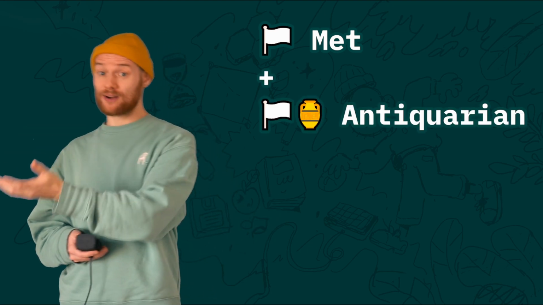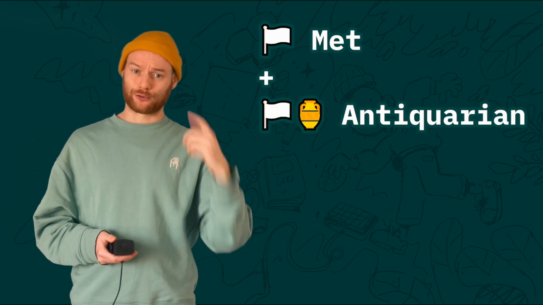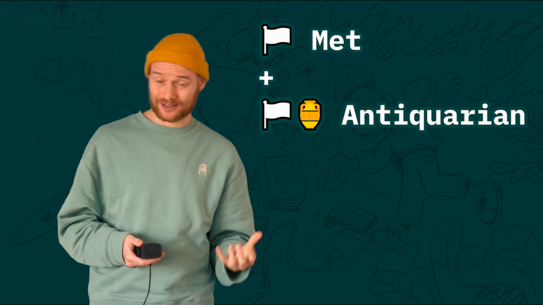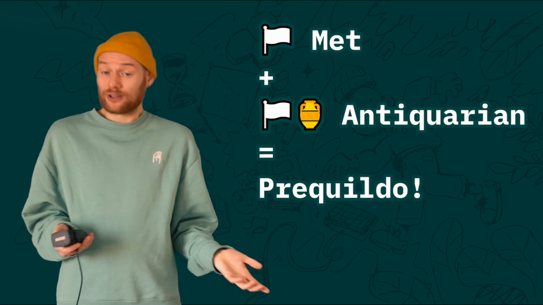Instead, what we can do is see if the player has already met an antiquarian in a systemic way. We can make a system that adds a new flag called met to characters that the player has interacted with before. Then we go through all the characters with the met flag and the antiquarian flag and fetch the name of the first character that satisfies those conditions. In this case, it brings up Prequildo.